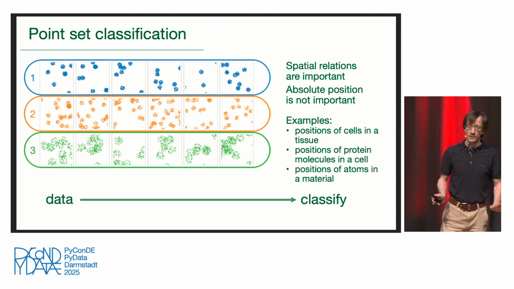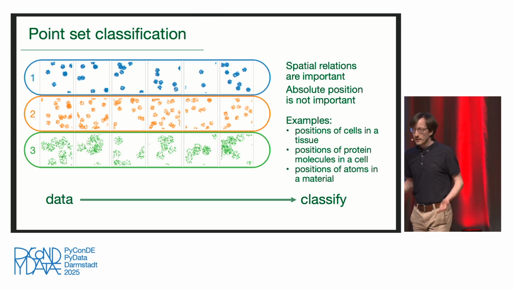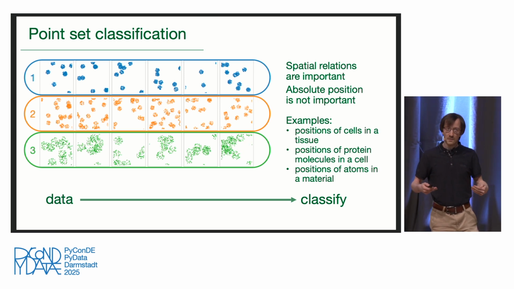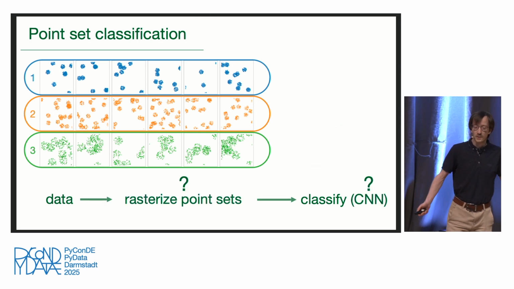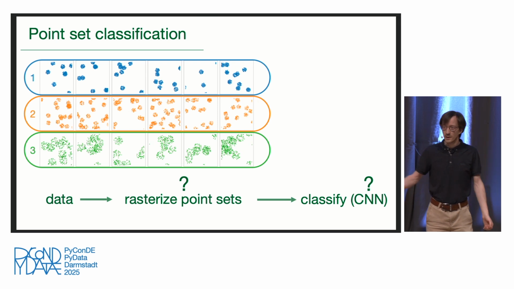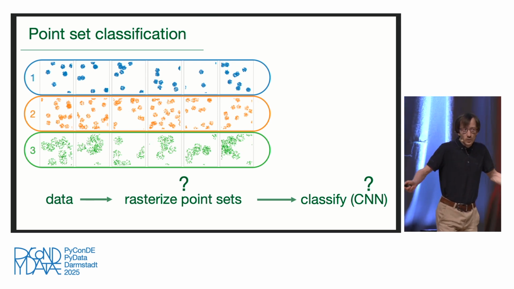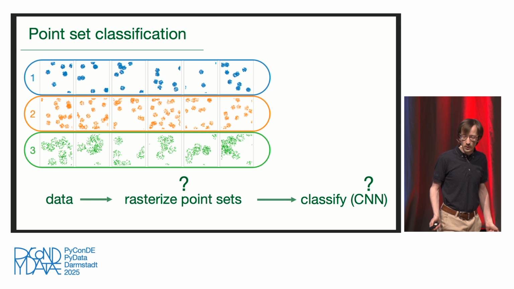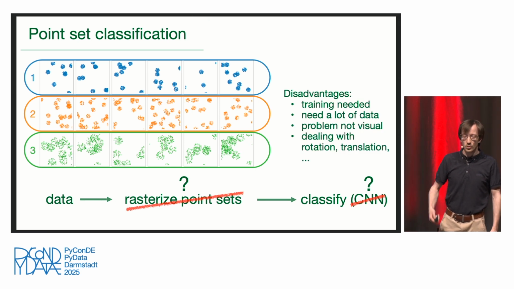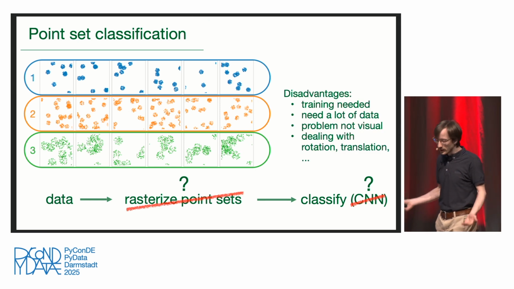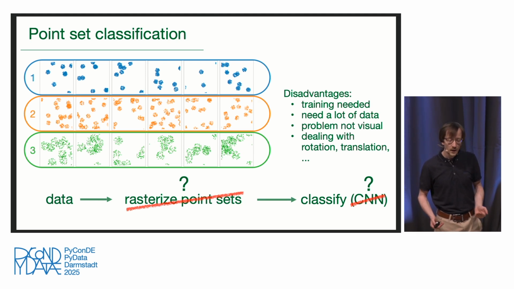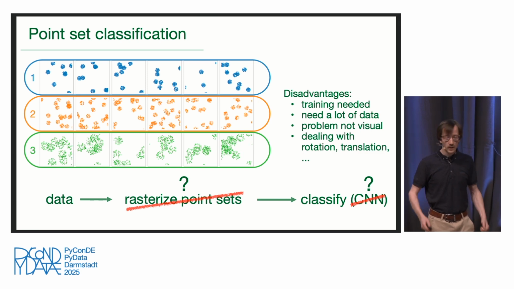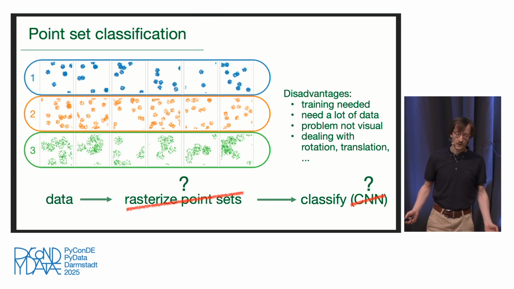So here we just have points in a plane. So one thing that many of you might think of, given this kind of problem, is okay, let's use what we know. Let's just rasterize the points and classify it with some classical image recognition. And this is a viable solution for sure, but there are definitely some disadvantages. You need training. You need a lot of data to do the training right. Arguably, the problem is not really a visual problem, and you need to somehow deal with the things that you don't care about, right? So if you rotate things or translate, you still want to consider it the same.